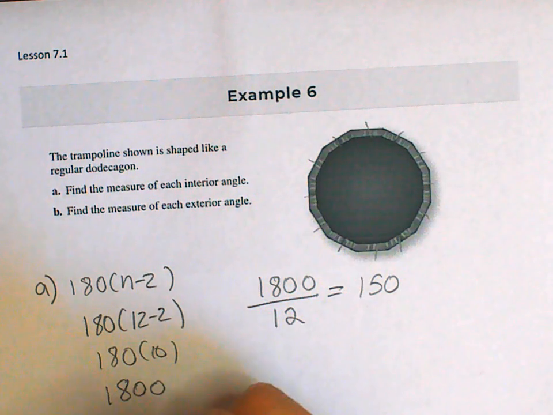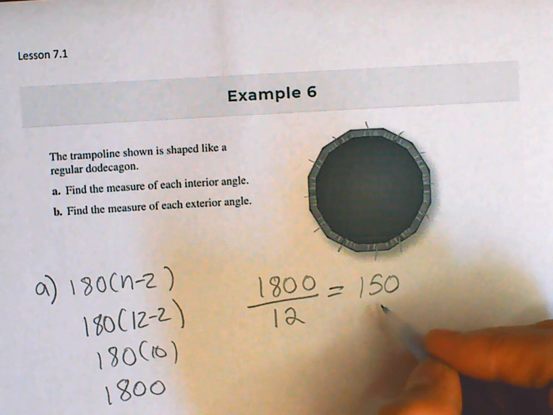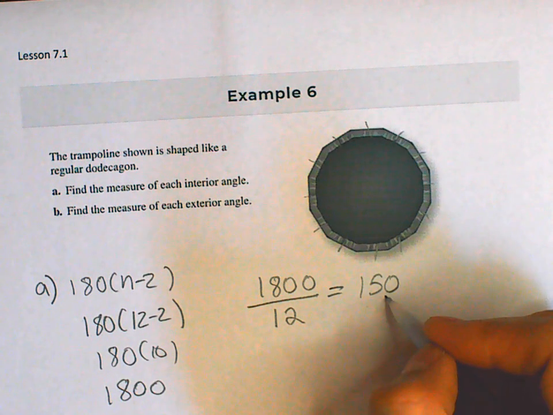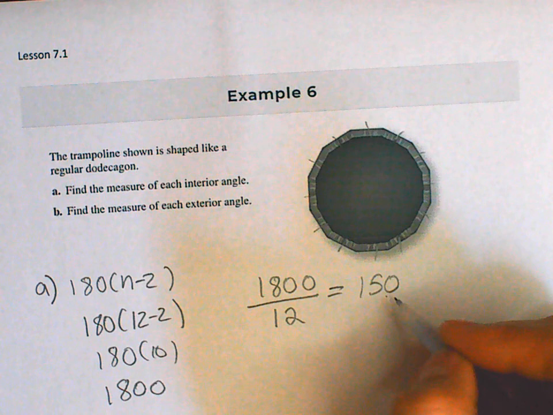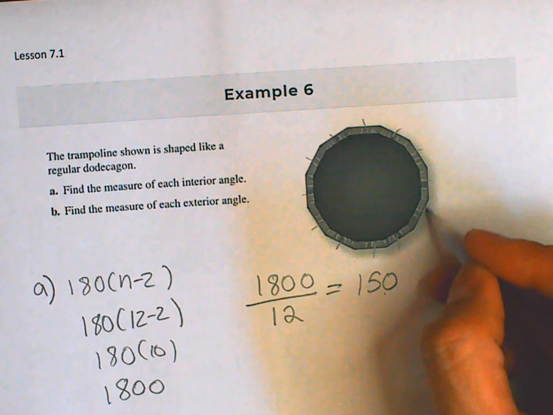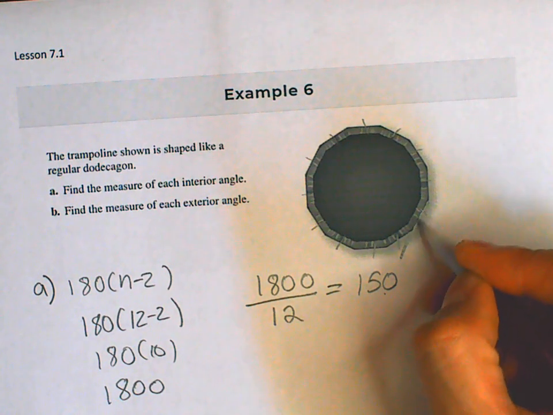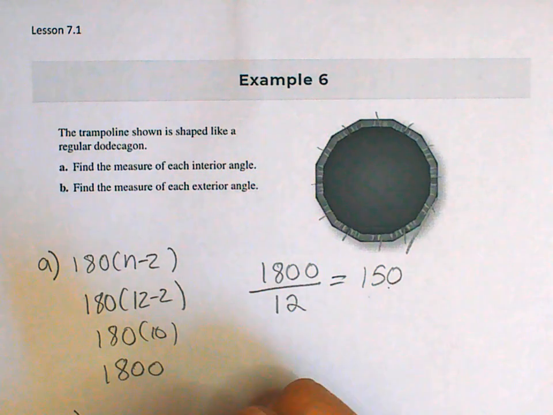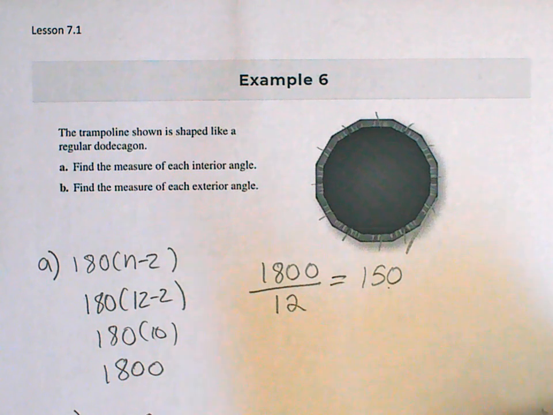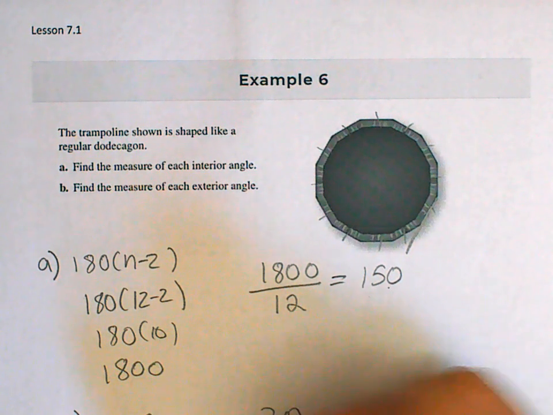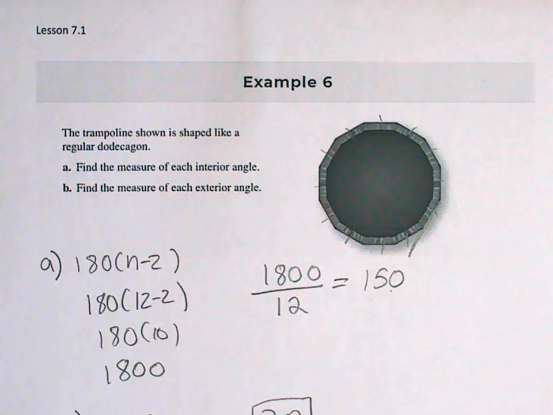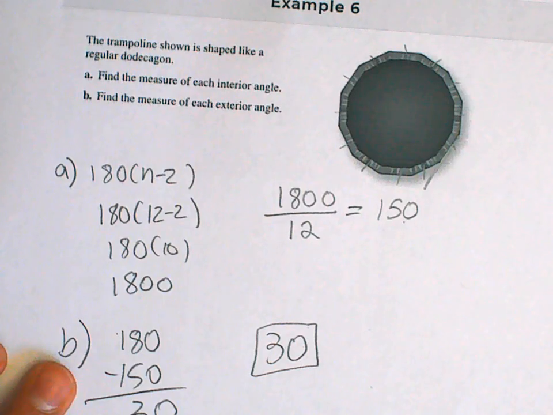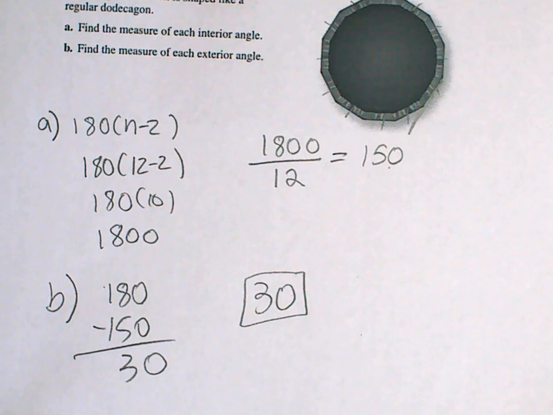So what does the exterior angle have to be? Remember that the exterior and the interior are actually a linear pair. If you zoom into one of these vertices, you can see that the interior and the exterior are a linear pair. So the exterior one would have to be 180 minus 150, which is 30. So the exterior angle would have to be 30. Now this is one way of doing this.